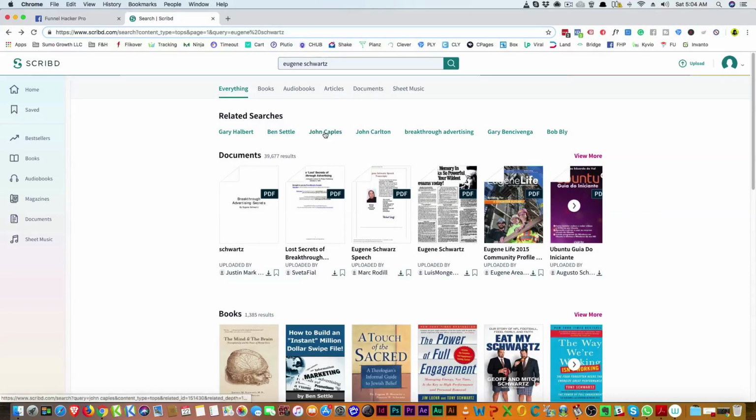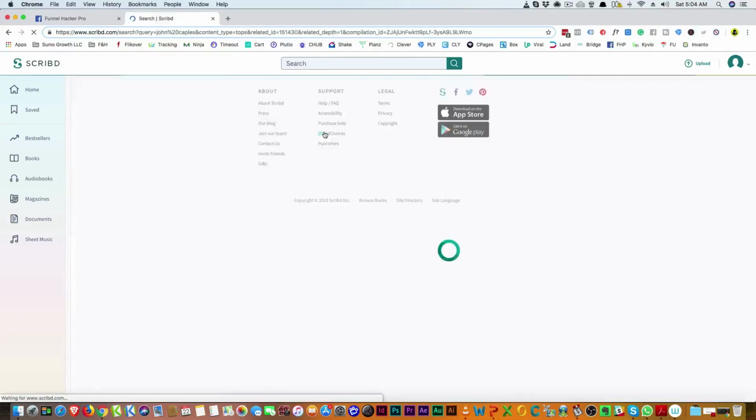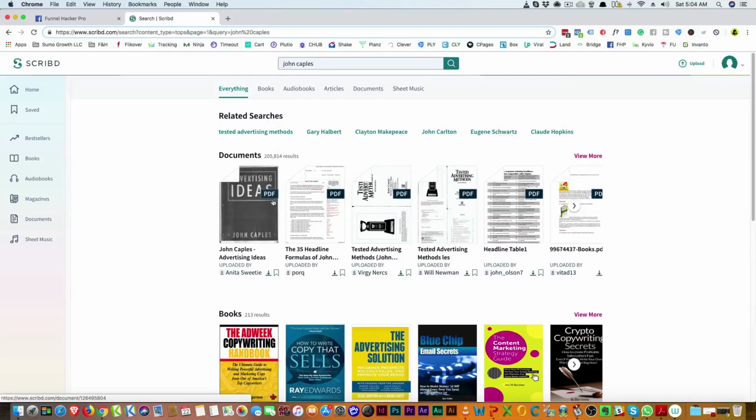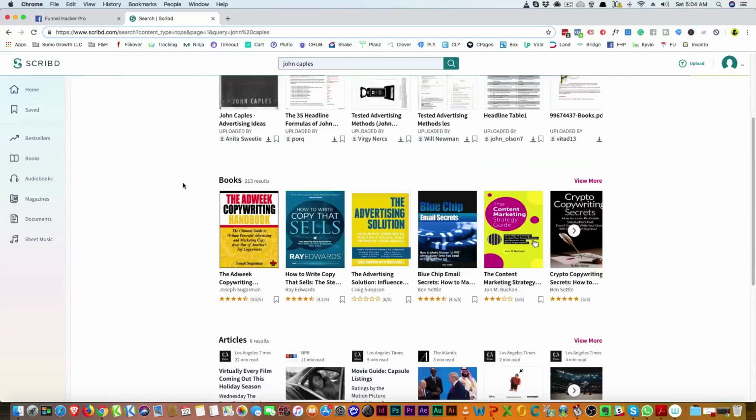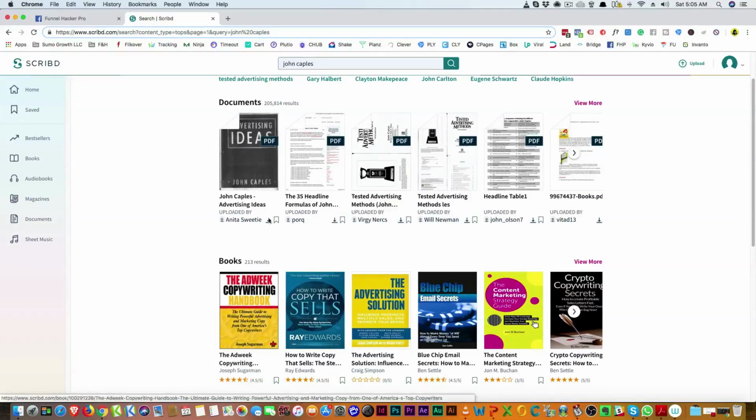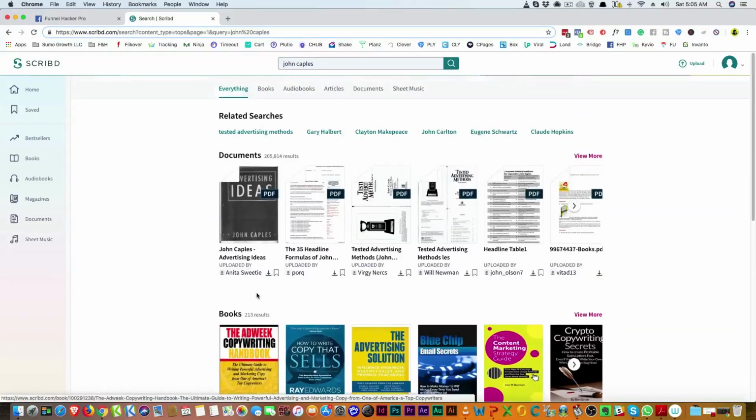So now you can go to Caples, and Caples has Advertising Ideas. And another one is Tested Advertising Methods. Both of these are very good books. Down here, you have Joseph Sugarman, The Adweek Copywriting Handbook. Very good book right here. I wouldn't suggest anything else over here. Ben Settle sometimes has some stuff, but mostly this is stuff handed down from the greats. So the reason why I'm telling you to read some of these things by the greats is because most of these guys grab stuff from them.